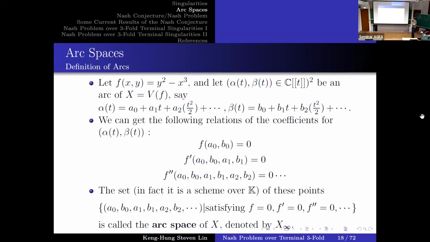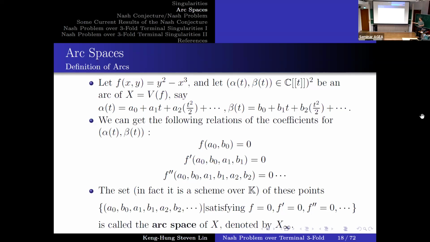So you can see that in this case, the arc space of X is not a variety, right? Because the set is given by infinitely many equations and it has infinitely many coordinates. So this is a scheme of infinite type over K.